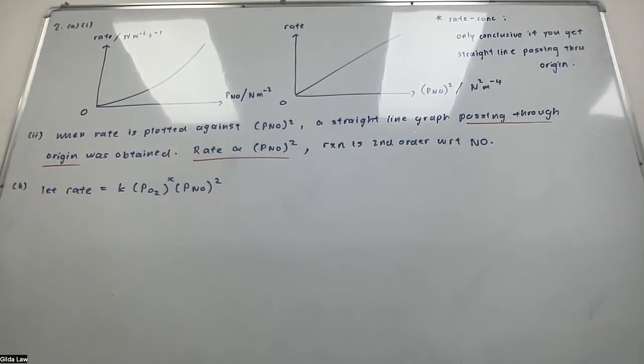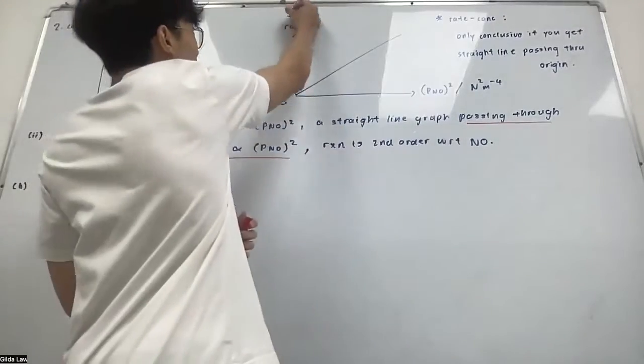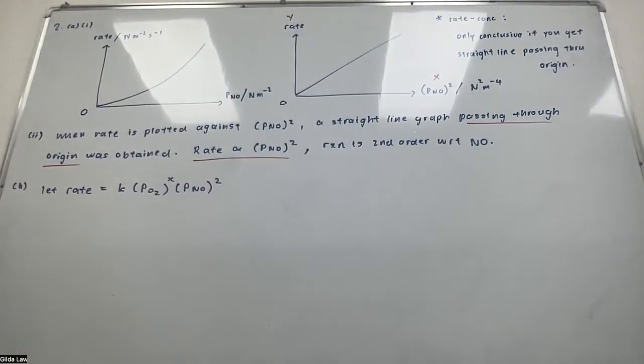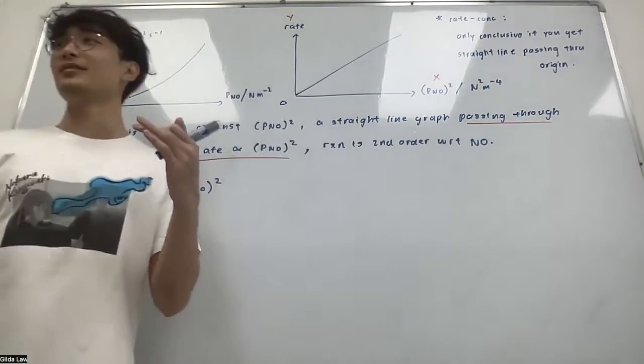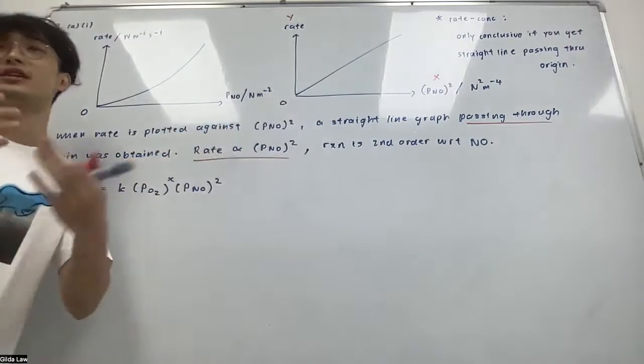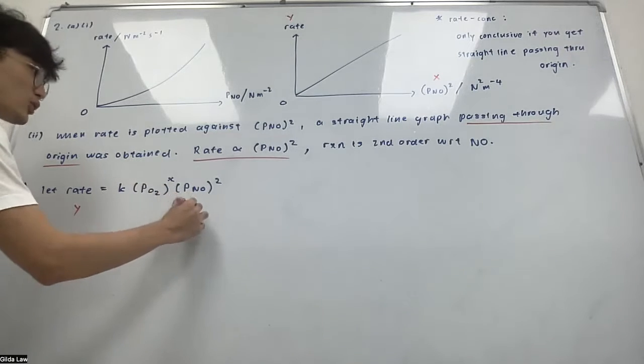I want you to take a look at this graph over here. The y-axis is rate, the x-axis is NO squared. So what does that mean now? A straight line, what's the straight line equation? y equals mx plus c, right? There's no c here, so it's just y equals mx. Y is your rate, x is your partial pressure of NO squared.